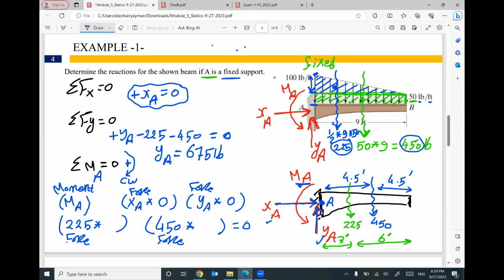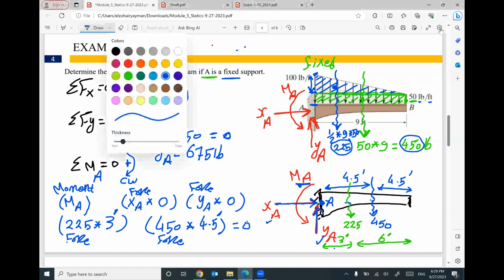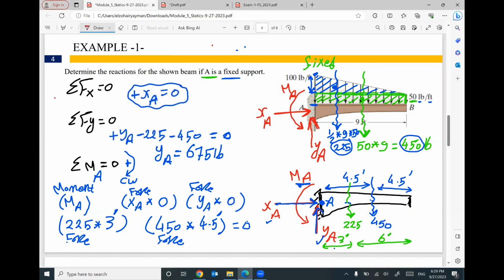Keep going. What is the distance between 225 and the point A? 1/3, 3 feet. What is the distance between 450 and the point A? Half distance, 4.5 feet. Do you agree? If you have any comment, just let me know. This term, I don't care about the sign of this term because it will be cancelled.